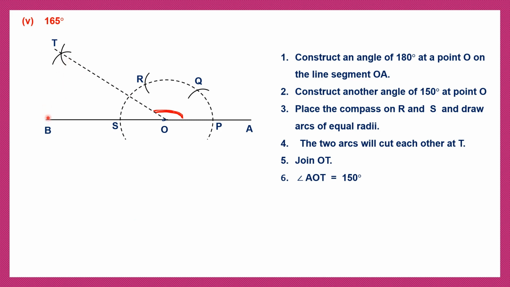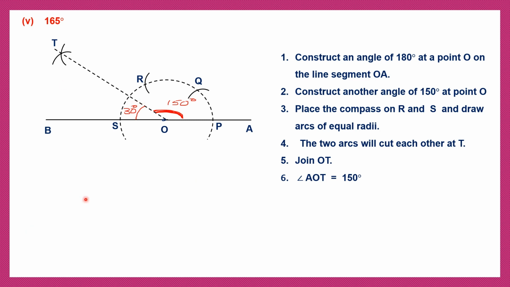Now the difference between 180 and 150 is how much? 180 degrees minus 150 degrees is 30 degrees. That means this portion is 30 degrees. This portion is 30. So I have 150 here. If I add up this 30, I will get 180. But I don't need 30. I need only 15. That means this portion I have to bisect. That means I have to divide it into two equal halves. Then if I add that and this, I will get 165. So that is the next step.